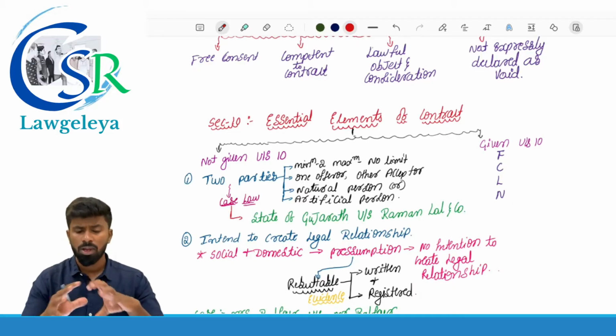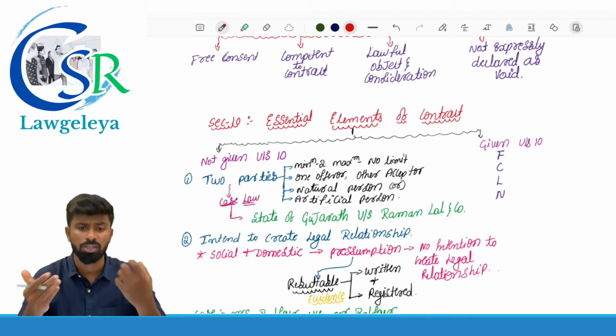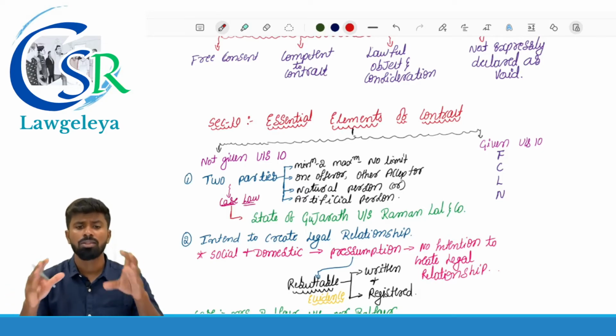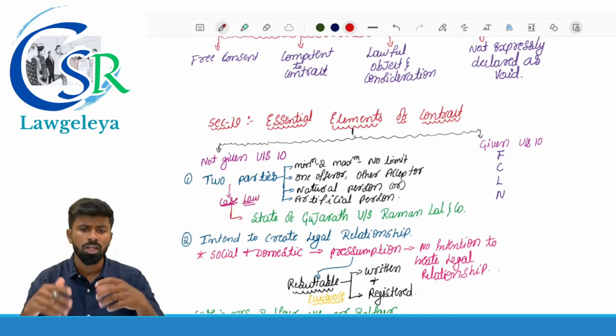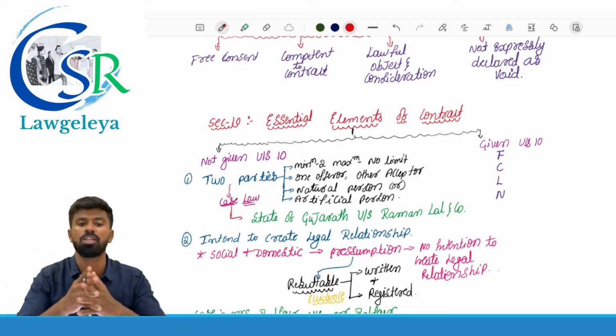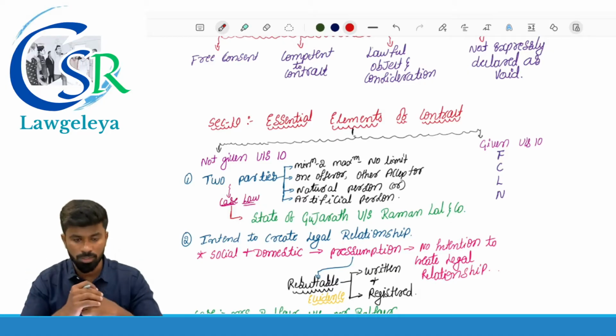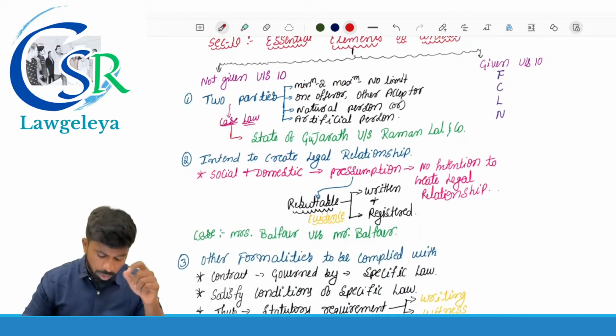But however, there are 5 more essentials or 5 more conditions which were discovered by the courts over a period of time, and these essentials were given in the judgments by the various courts. So even those 5 conditions are required to be satisfied to be a valid contract. So what are these? The first essential: there must be how many parties?